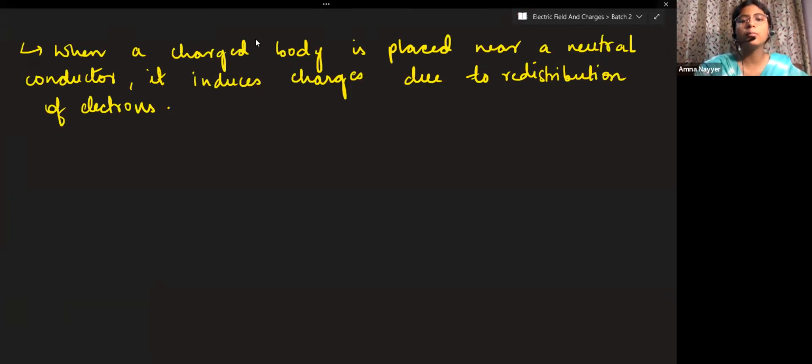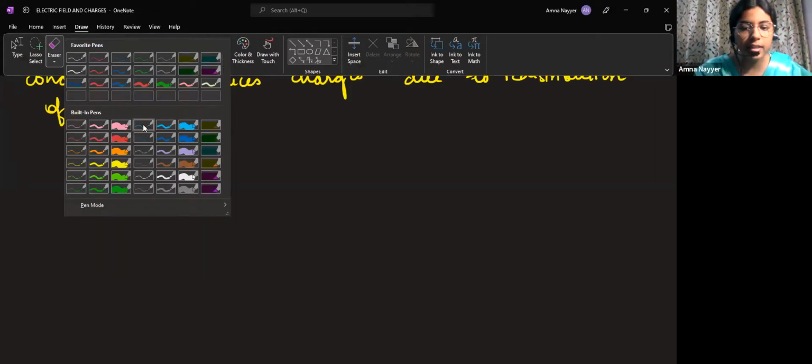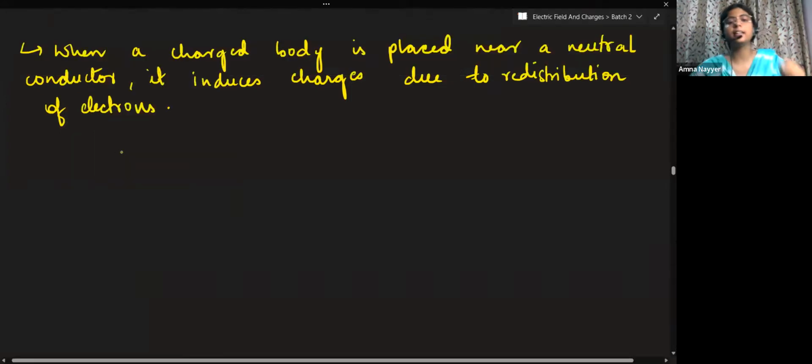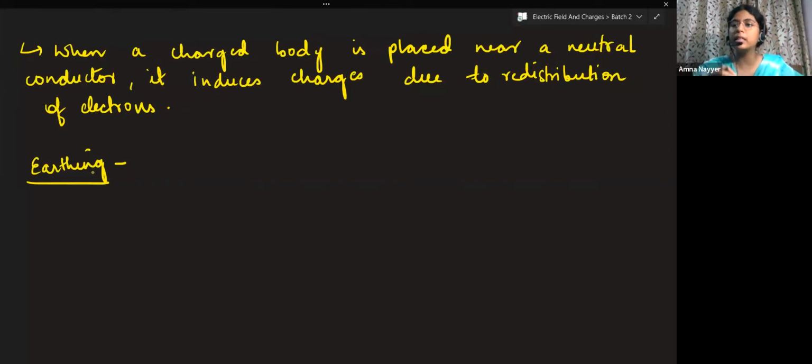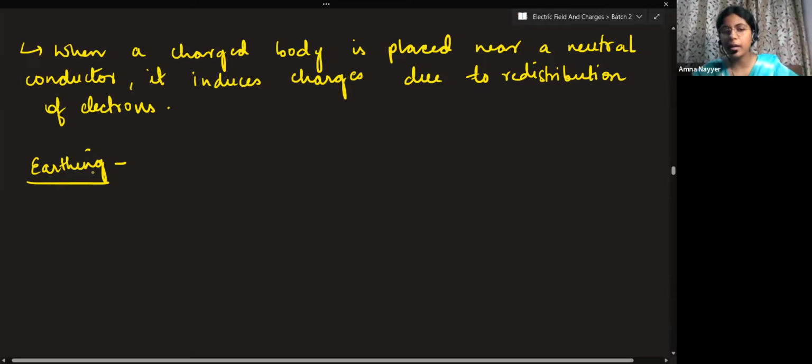Okay, before we move on to the question, one thing that is used in the questions of induction is the phenomenon of earthing. Without earthing, you cannot permanently charge anybody, because whenever you remove the inducing charge, the induced charge will be redistributed among themselves, making them neutral again. So see what is meant by earthing.